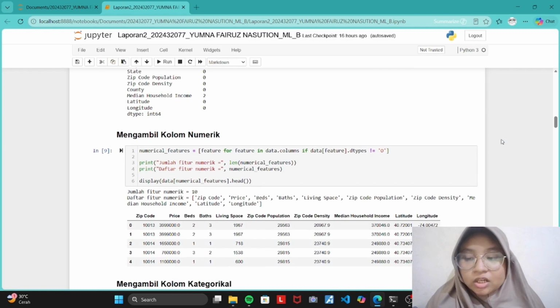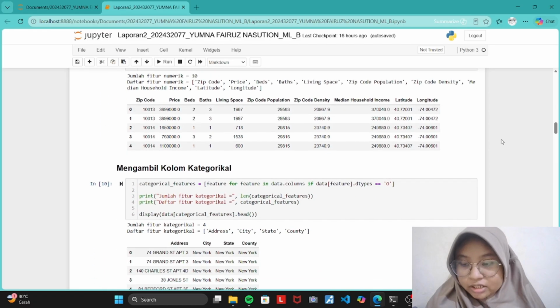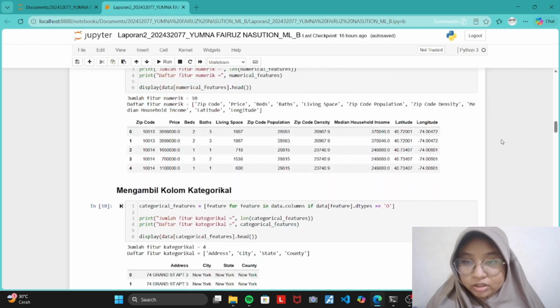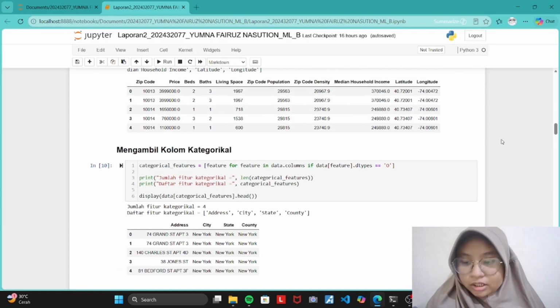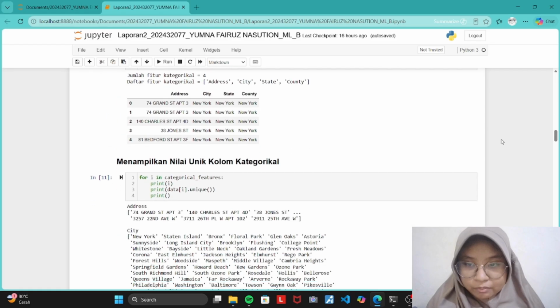Next, I separated the numerical columns and categorical columns. Numerical data can be directly processed by machine learning algorithms, while categorical data must first be converted into numbers. I also checked the unique values in the categorical columns to better understand the categories contained in the dataset.